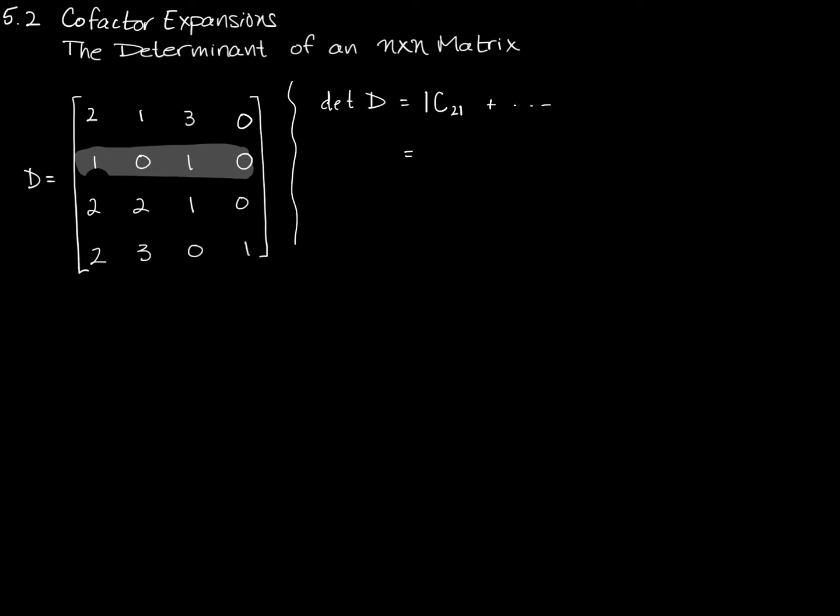And then I need the cofactor of that entry, which is equal to 1 times -1 to the power 2 plus 1 times the minor of 2, 1. Remember, the minor is just the determinant of the stuff that's left over. If I cross out both row 2 and column 1, then that minor is just the determinant of 1, 3, 0, 2, 1, 0, 3, 0, 1.